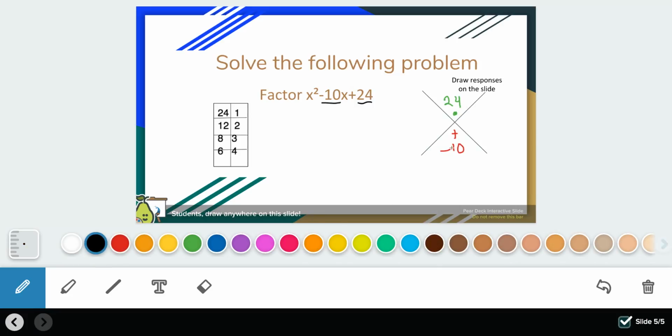All right, so let me find the numbers. Which of these numbers will give me -10? So I know 24 minus 1, or plus a -1, will not give me -10. 12 and 2 possibly. What about 8 and 3? Definitely not. What about 6 and 4? So I think it's either 12 and 2, or 6 and 4. I'm gonna try 12 and 2 first, see if that works.